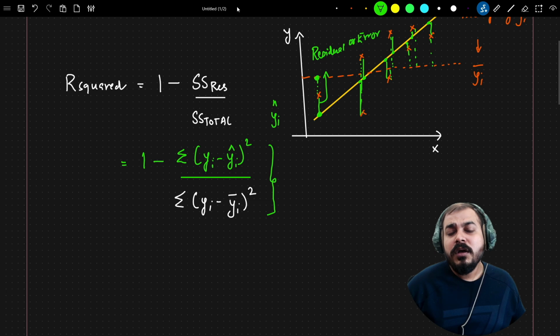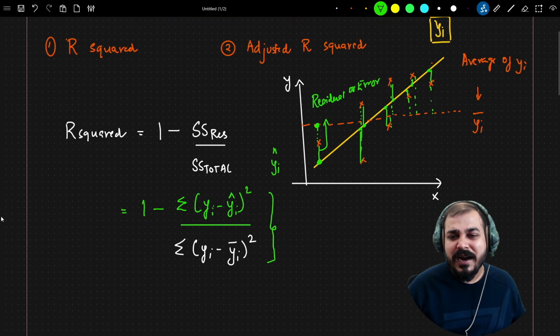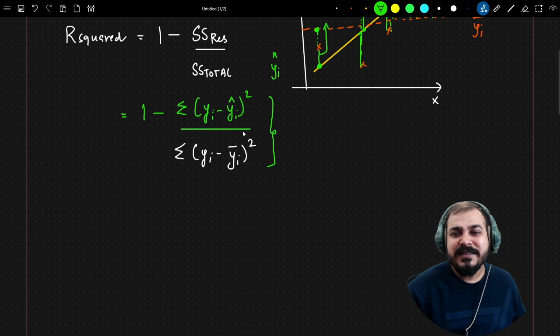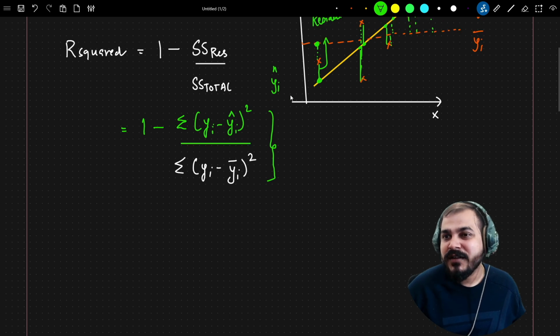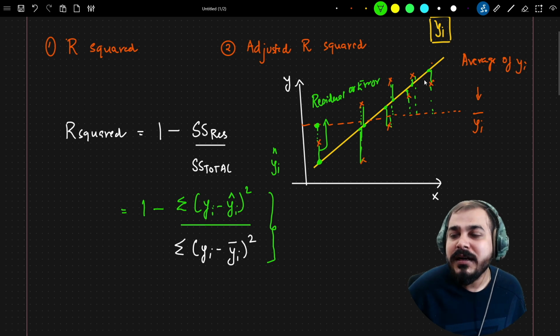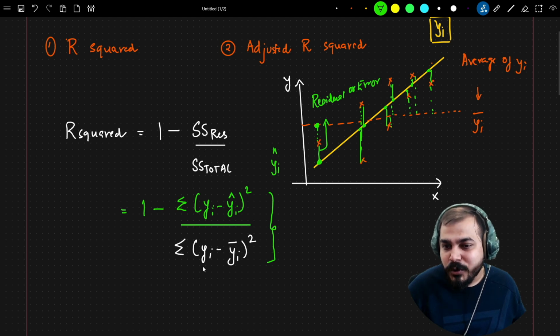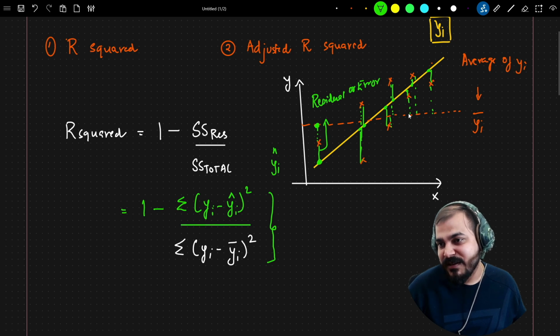Now here you can clearly see, just by simple understanding, that y of i minus y of i hat whole square, this residual, will be small, because my best fit line passes almost near all the true points. So this particular difference will be a smaller number when compared to this other difference, because this is with respect to the average line, and obviously the distance will be quite big.